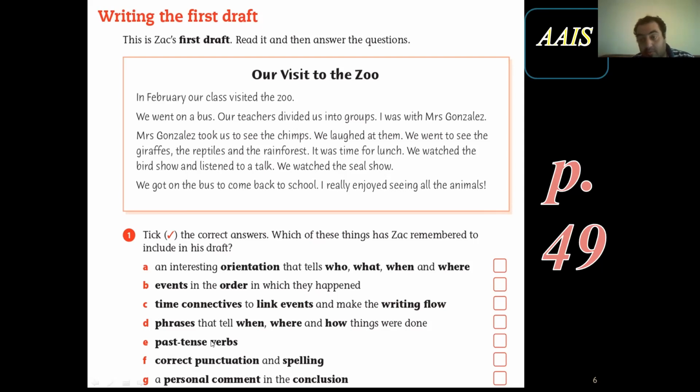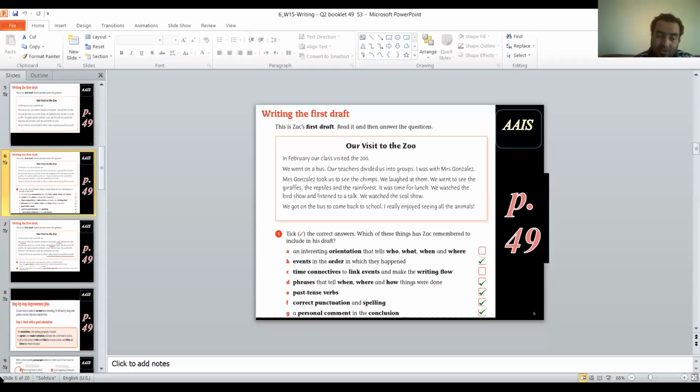Past tense verbs, because we said that a recount is something that already happened. And correct punctuation and spelling. Did he start every sentence with a capital letter? Did he use the question mark if he asked a question? Did he use the dots? And did he leave a personal comment in the conclusion? So we're going to read and check the points that he has already done. So this is for the first part.